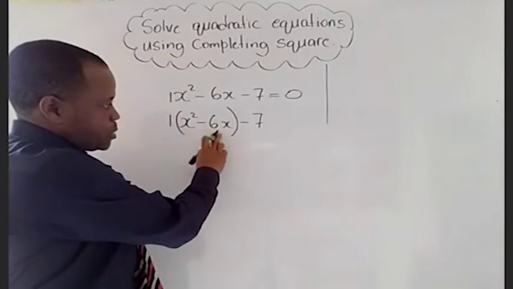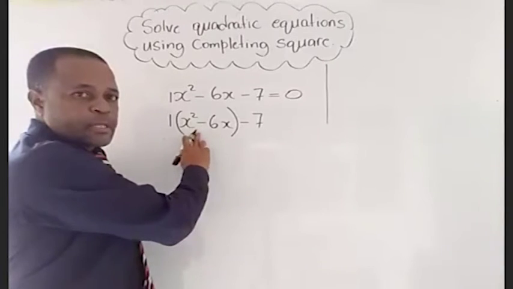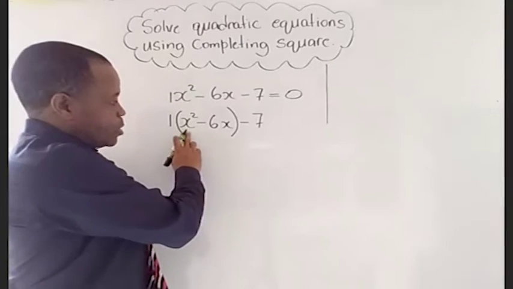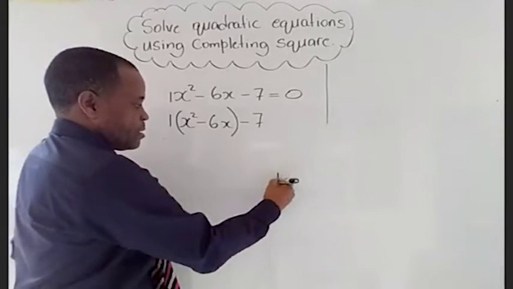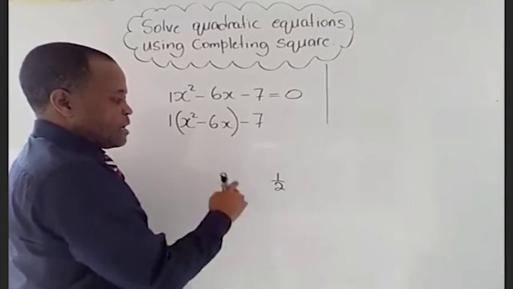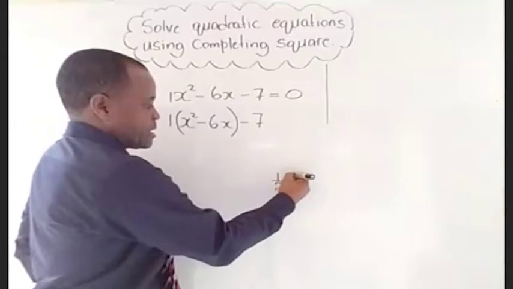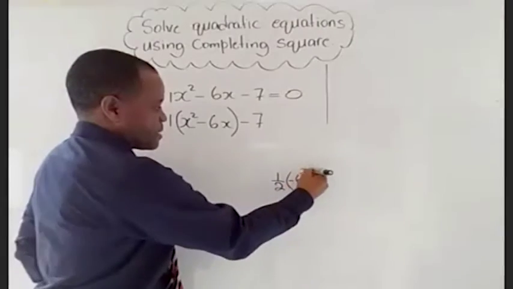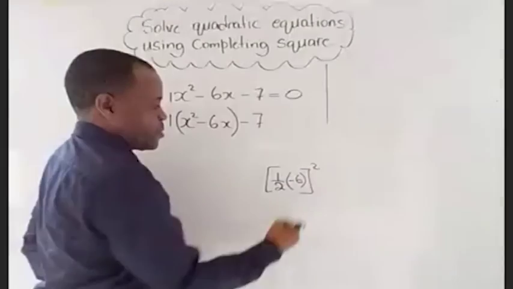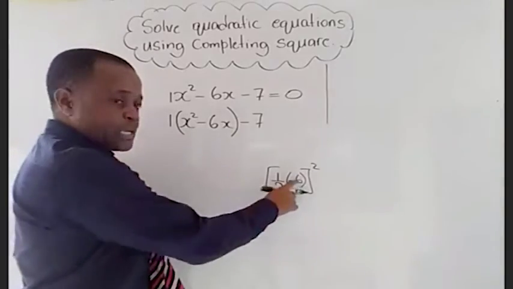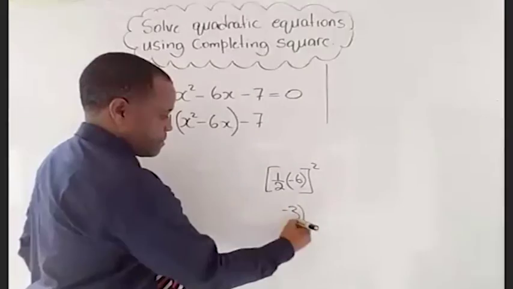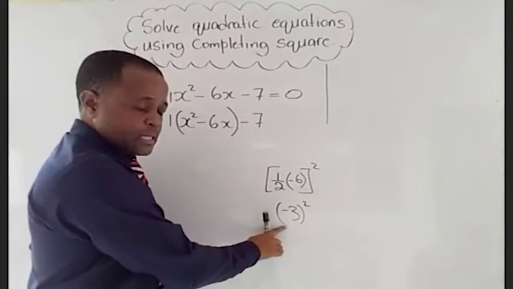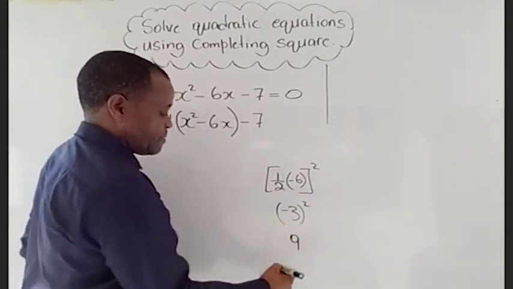So what we want to do now is to turn what is inside here into a perfect square. Now to turn this part into a perfect square, again, we find half of the coefficient of x, which is half of -6, and then we square it. Half of -6 will give me -3. When I square that, it is going to give me +9.